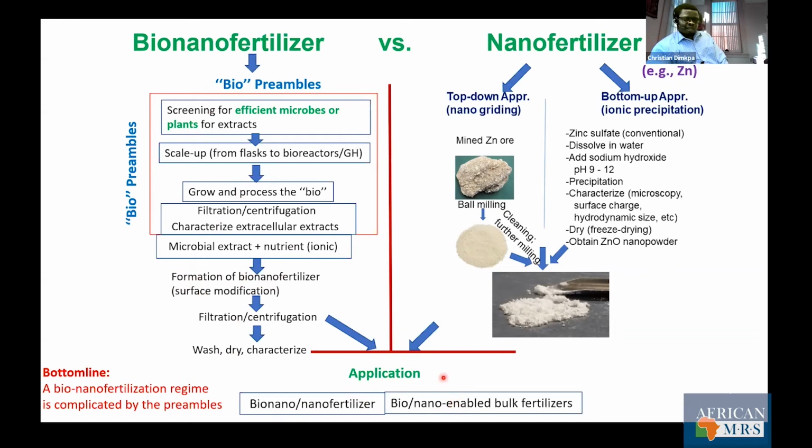Now, compare this process to the regular nanofertilizer that does not have all of these steps. You just go straight to this step here. You just process your nanomaterials, characterize them. You have your product, either using the top-down approach or the bottom-up approach. It's a faster step, and this is a slower step, because you have this process to take care of. So it is something to keep in mind when we promote bio-nanofertilizers versus nanofertilizers.